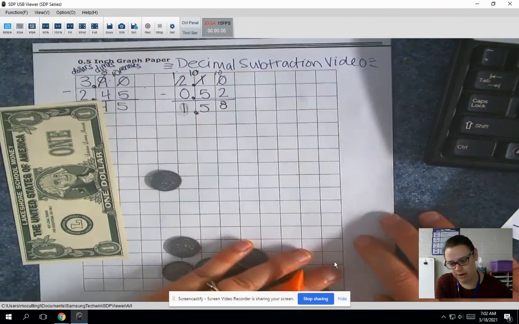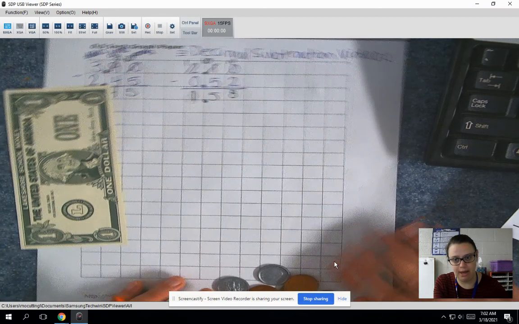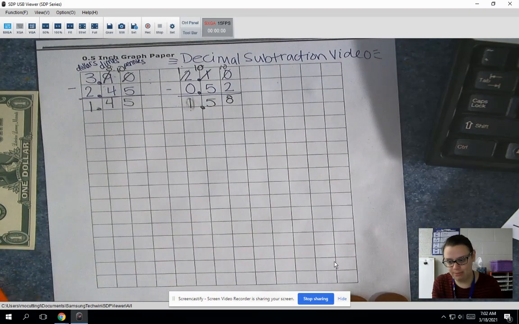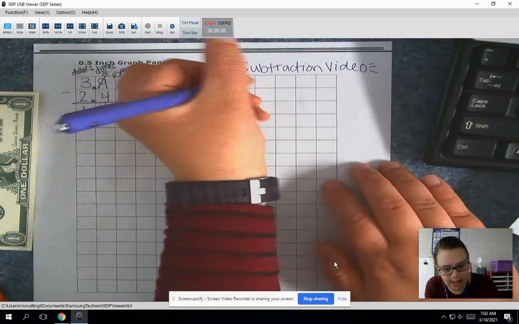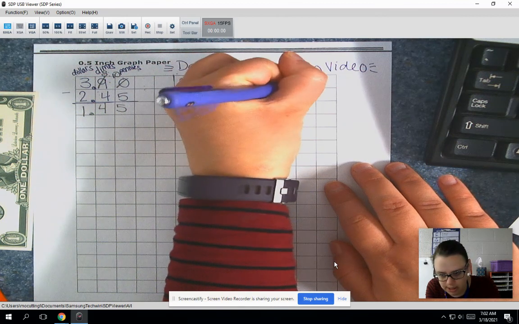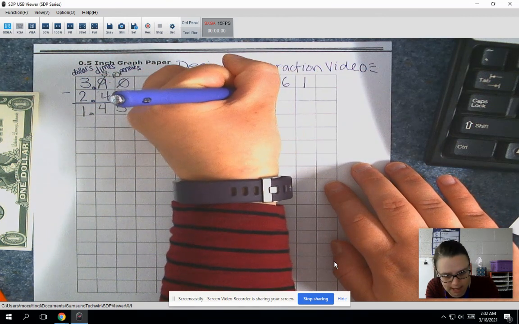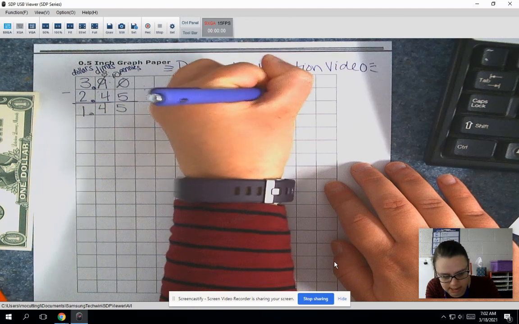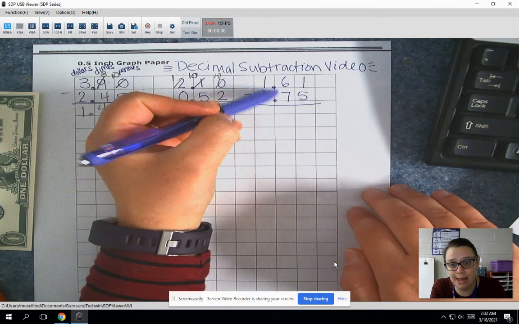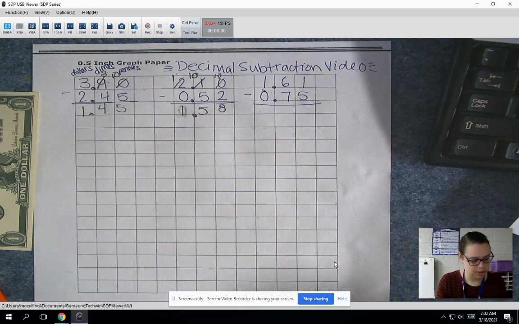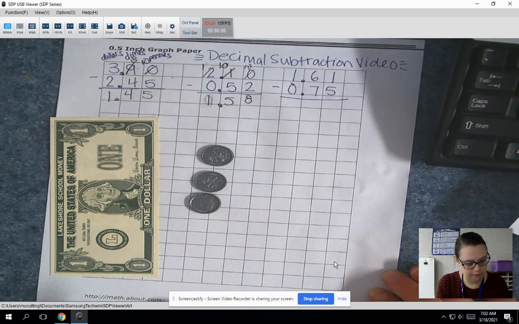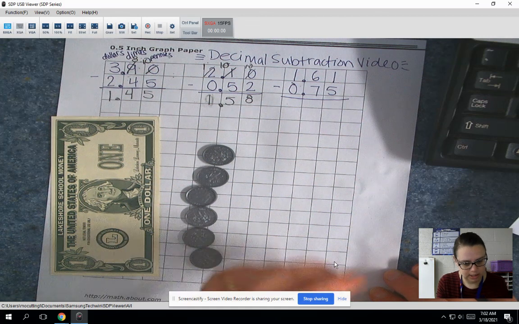Okay, I'm going to do one more that I model with money, and then we'll just kind of do some subtraction. Okay, so last one that I'm modeling with money, I have $1.61, and I need to take away $0.75. So dollars line up with dollars, dimes with dimes, pennies with pennies. Okay, so $1.61. So $1, 1, 2, 3, 4, 5, 6, 1.